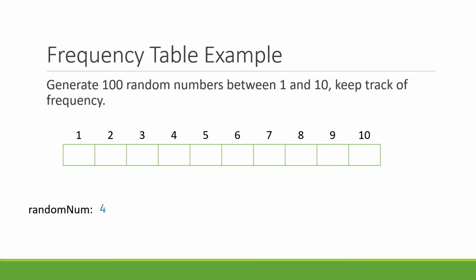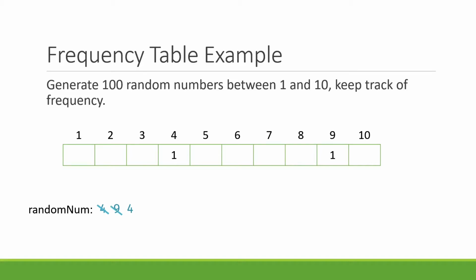Then we generate a random number. So let's say, for example, we generate the number 4. So we go to where we keep track of the 4s and we add a tick mark or a 1. There we go. We've got one 4. Then we get our next random number, and let's say this time that random number is a 9. So we would go to the 9s where we keep track of the number of 9s, and we'd add 1 to that. So now we have one 9.